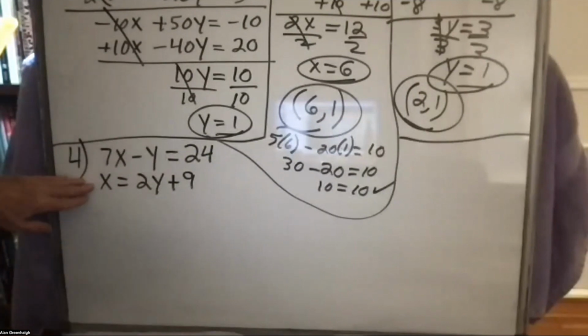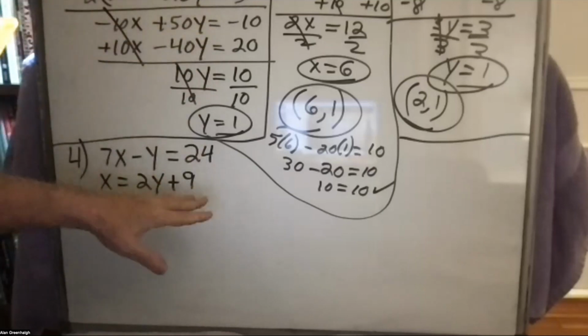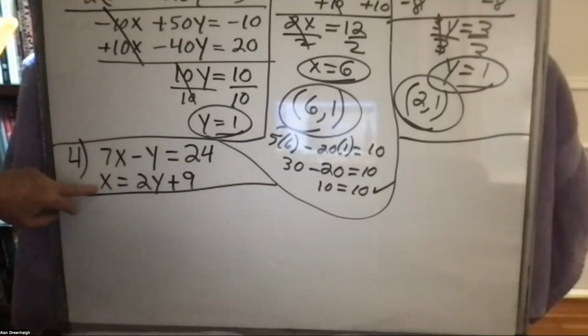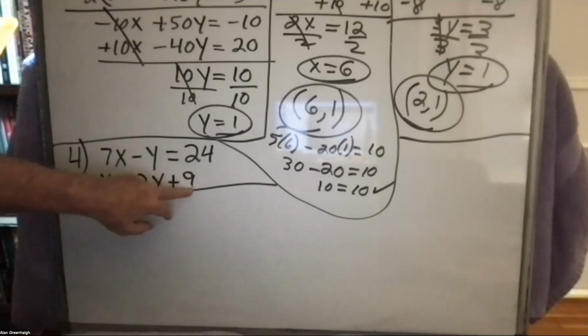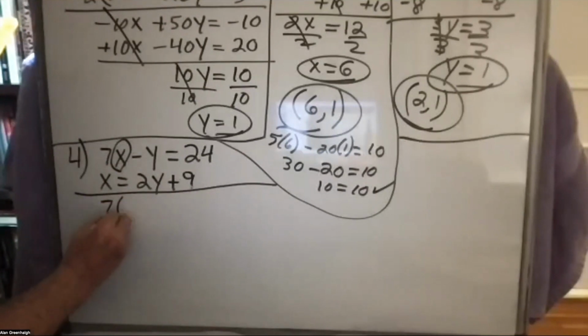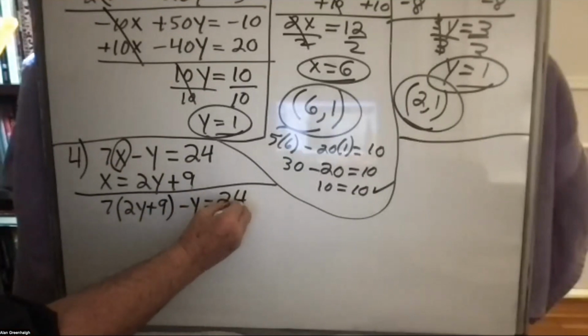Now you might say, okay, let's try to get this to look like the other 3 equations looked like, with the x and the y on one side and the number on the other. But if you get something like this, you could use a different method of solving. Since x is equal to 2y plus 9, you could take the x away from here and substitute 2y plus 9 minus y equals 24.